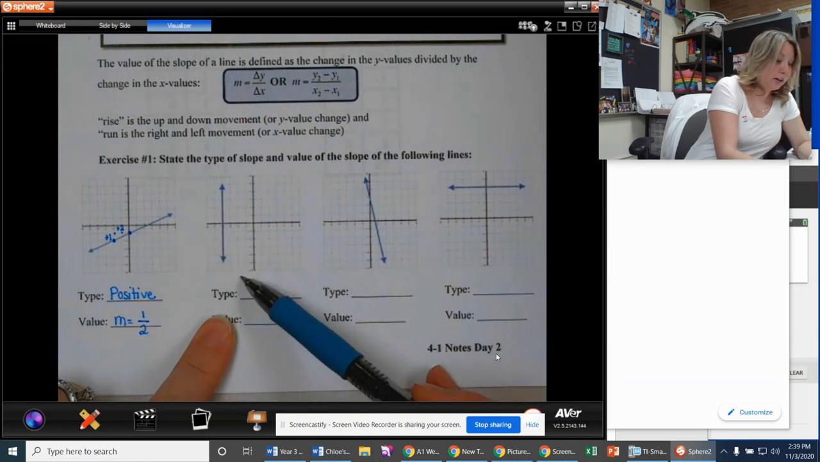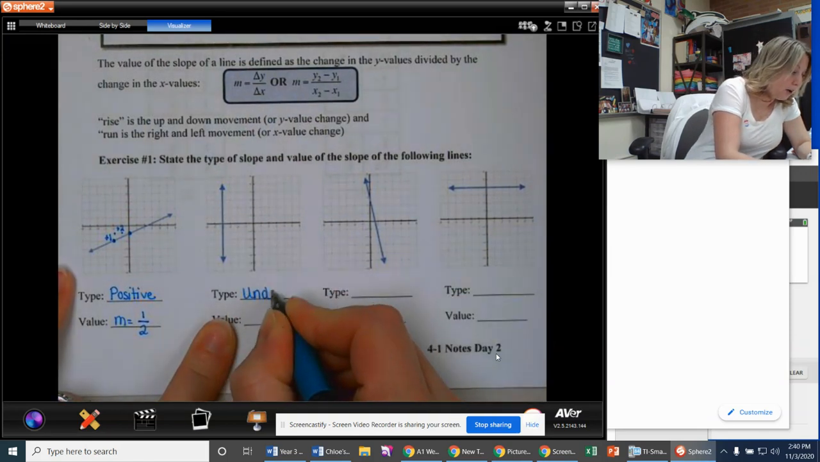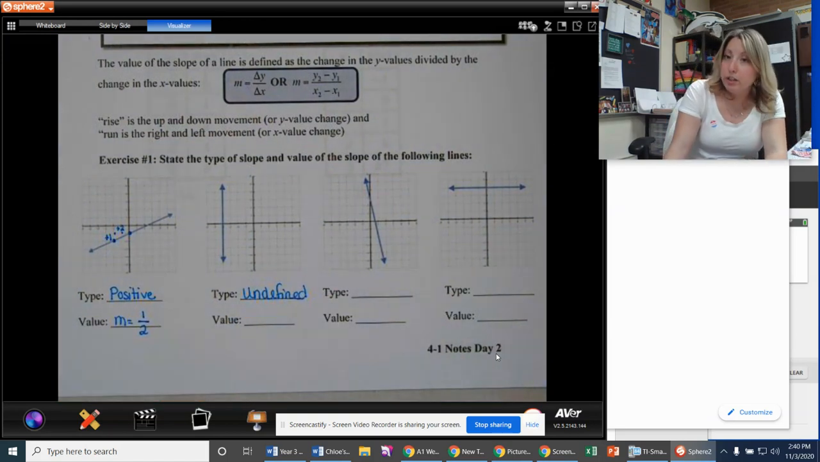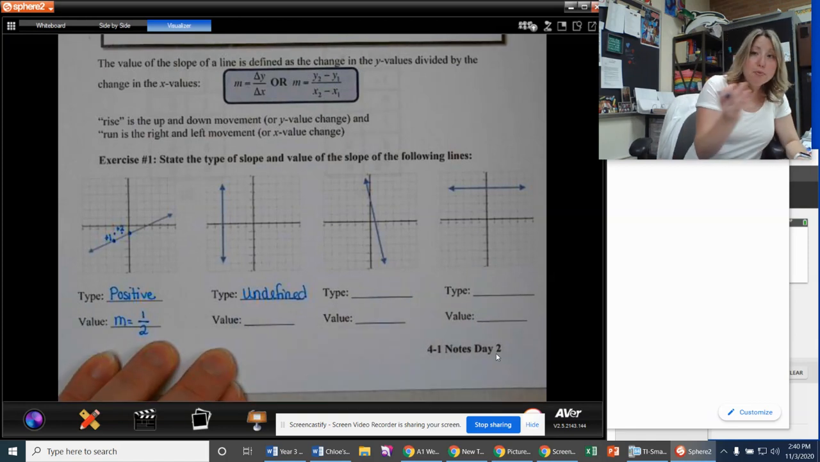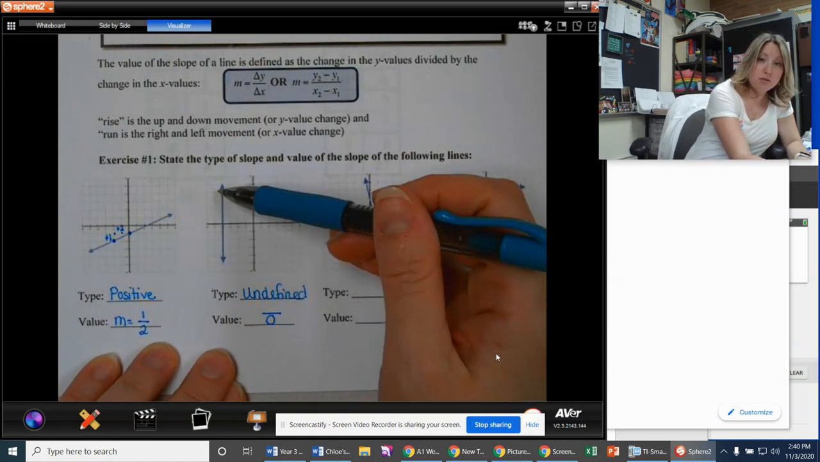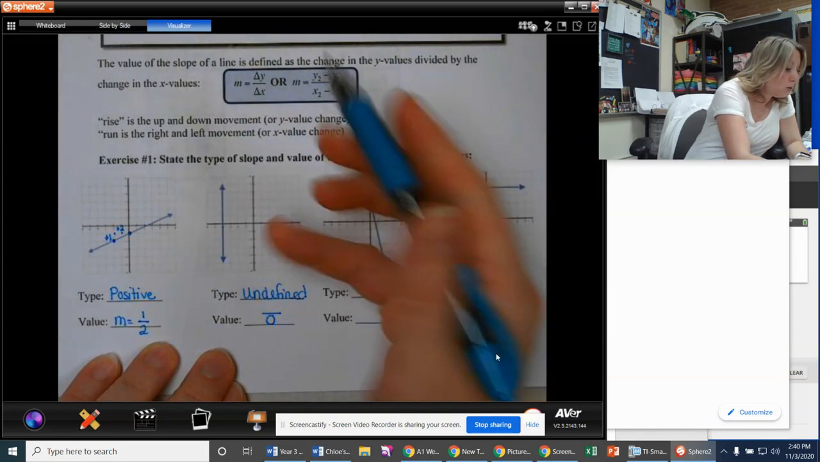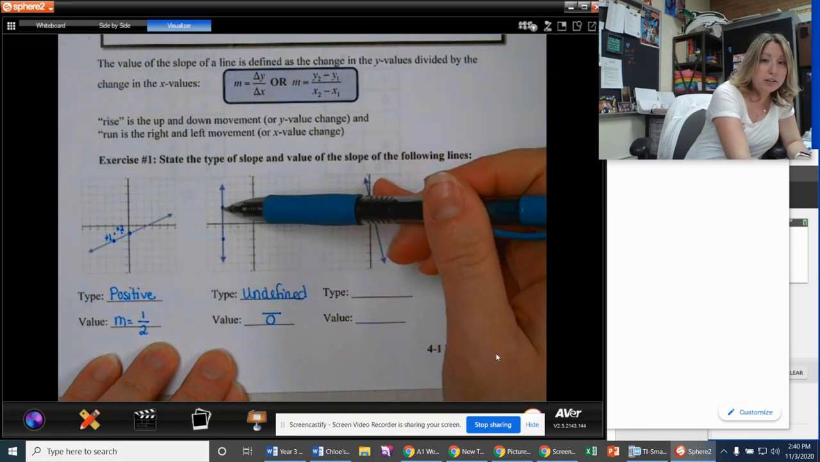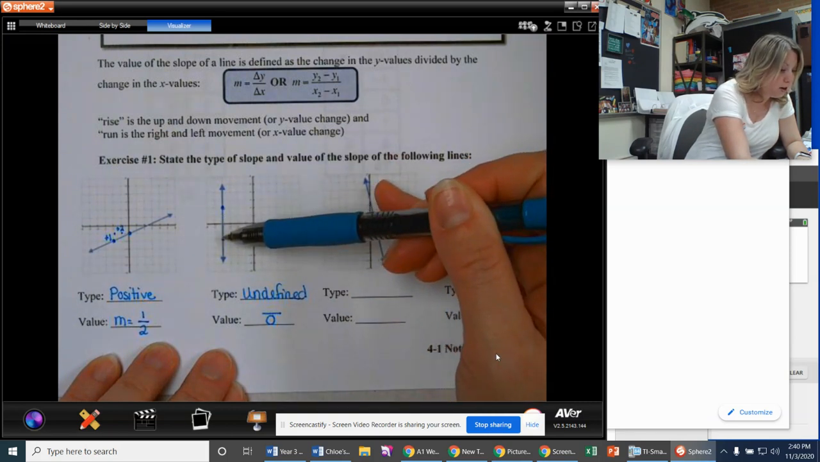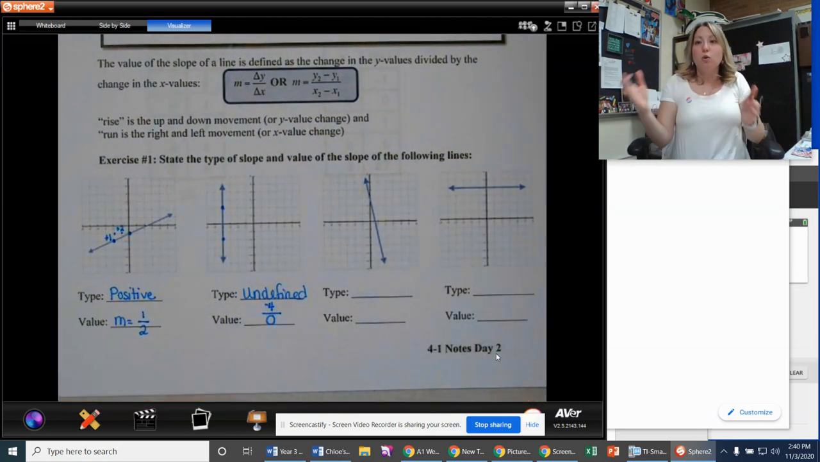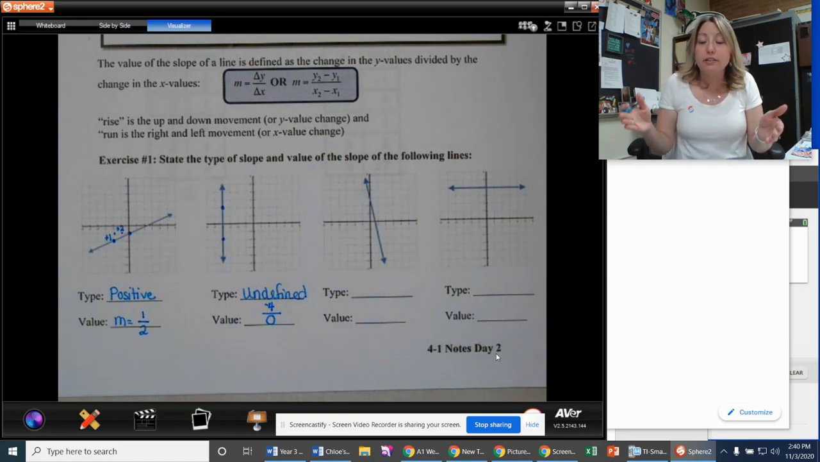Type. This is an undefined slope. And when it comes to the value of an undefined slope, what you really need to know is the top number of this fraction can be anything, but the bottom number is going to end up being a 0. And that's because your x value, your left and right, is not changing. So let's say I count from this point to this point. I'm only going to count down 1, 2, 3, 4. That's my top number, but it doesn't matter because there is no left or right that I can count, meaning the change in x is 0.